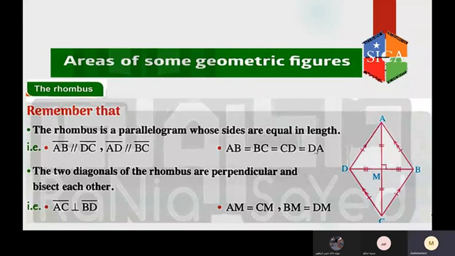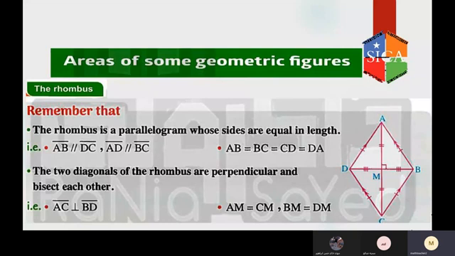The rhombus is a parallelogram, and we will add another property to the parallelogram, whose sides are equal in length. It's not just a parallelogram, but all sides are equal in length. Then AB equal BC equal DC equal AD. And its diagonals are perpendicular. Its diagonals, which are AC and BD, are perpendicular and bisect each other because it is a parallelogram. Then MB equal MD, and MA equal MC. Okay?